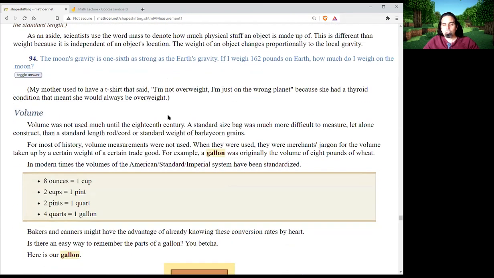My mother used to have a t-shirt that said, "I'm not overweight, I'm just on the wrong planet."